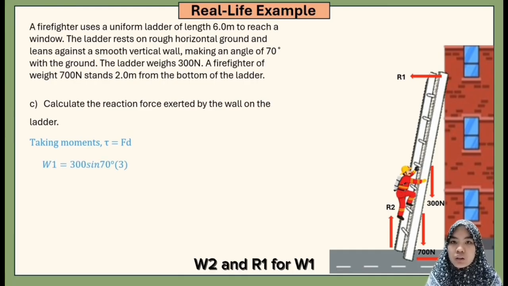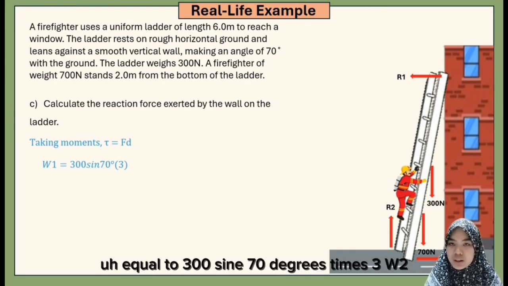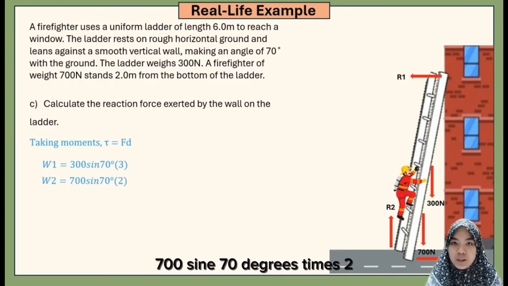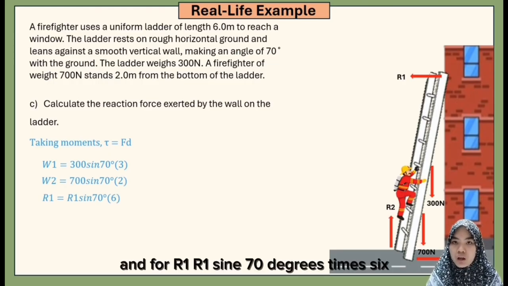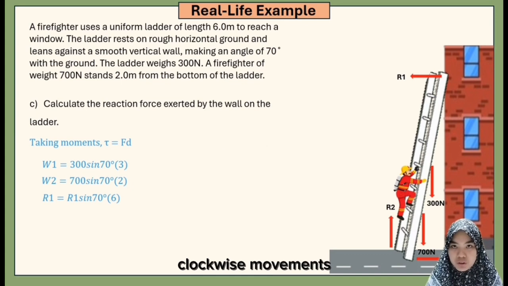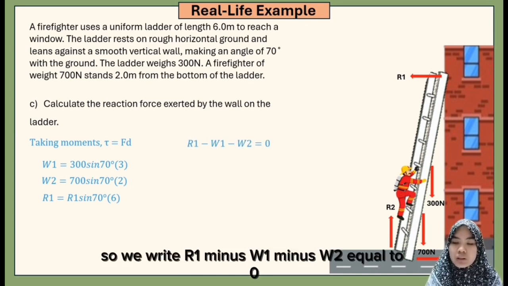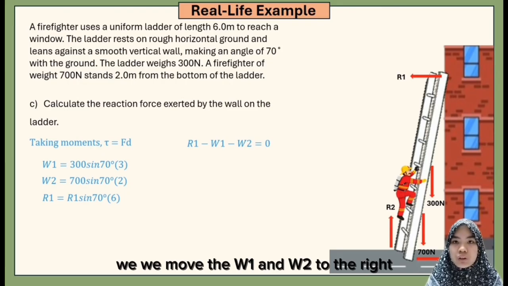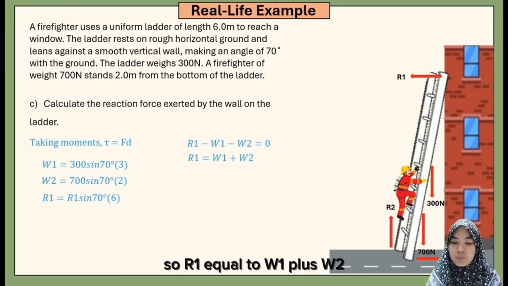For W1 equal to 300 sin 70 degrees times 3, W2, 700 sin 70 degrees times 2, and for R1, R1 sin 70 degrees times 6. So clockwise moments must equal anti-clockwise moments. So we write R1 minus W1 minus W2 equal to 0. We move the W1 and W2 to the right, so R1 equal to W1 plus W2, and substitute the values.